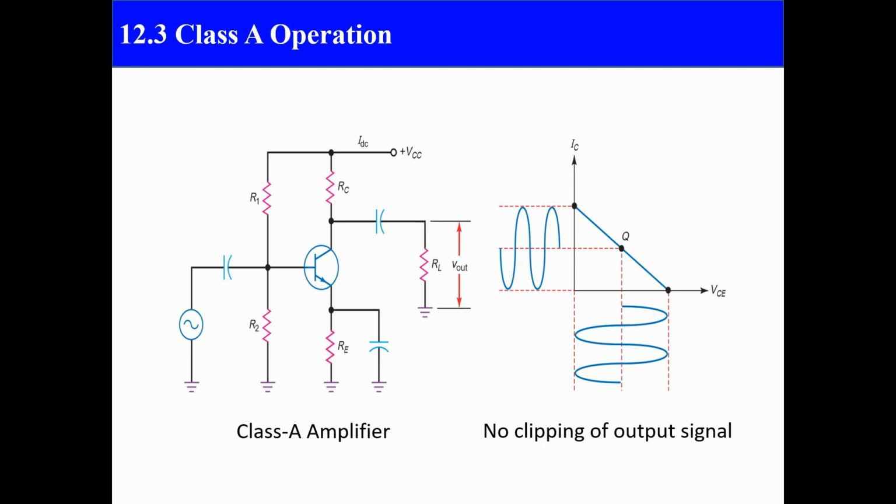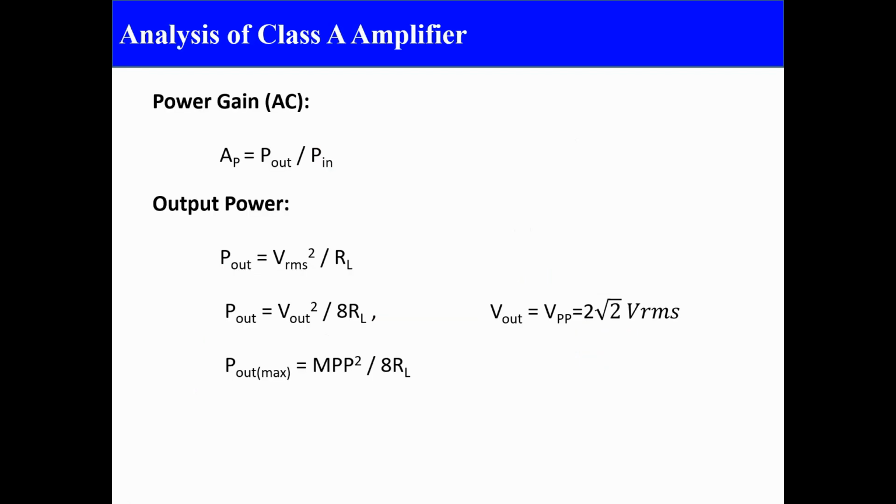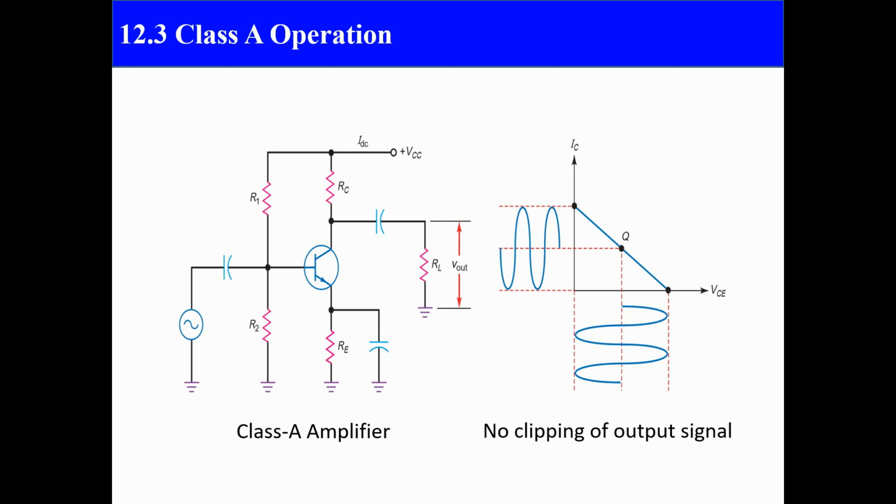Now for any amplifier, whether it's class A, class B, class AB or class C, there are certain measuring parameters, and these parameters decide which amplifier is better. For class A amplifier and the rest of the possible amplifiers, these parameters will be helpful for selection, meaning which power amplifier is better. So let's see these parameters.